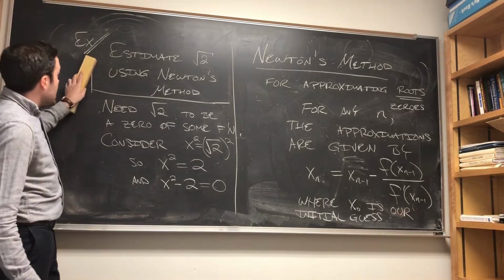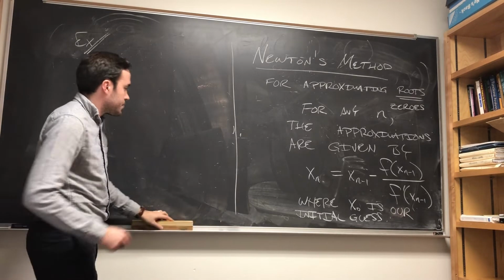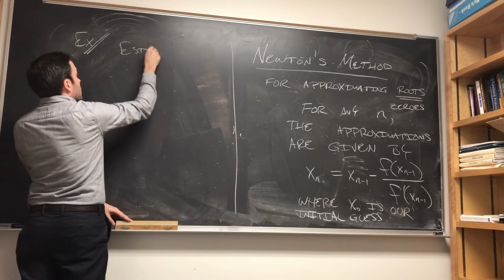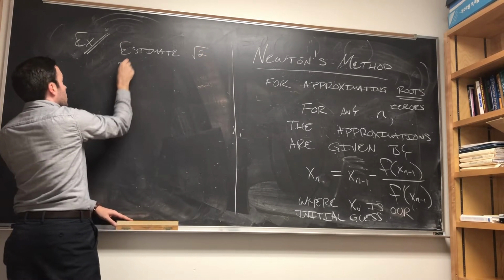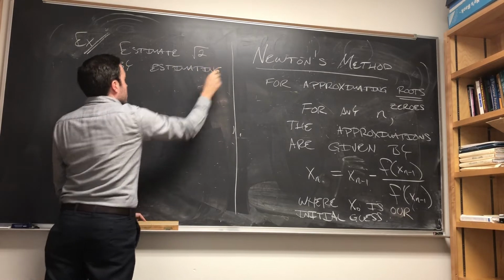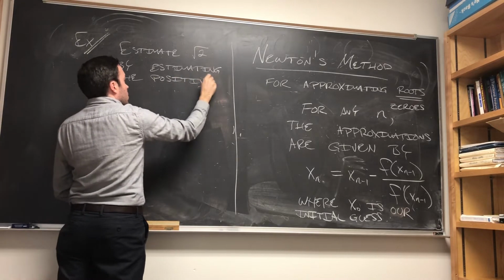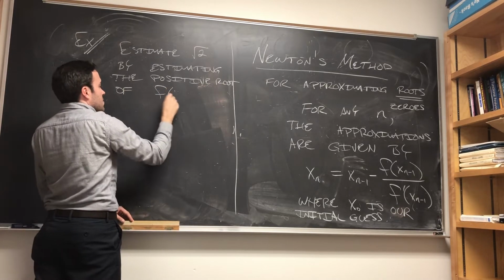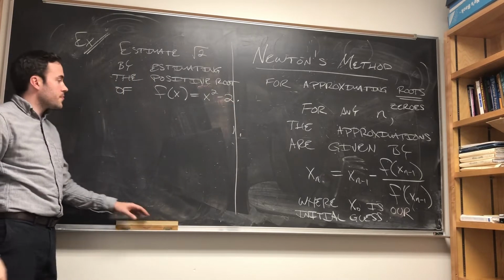So that's the viewpoint we're going to take here. All right, let me summarize. We're going to estimate the square root of 2 by estimating the positive root of f of x, which is x squared minus 2.